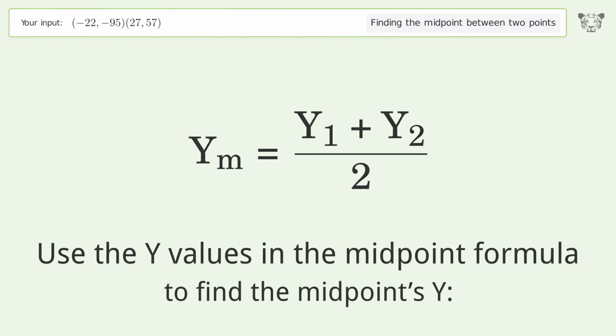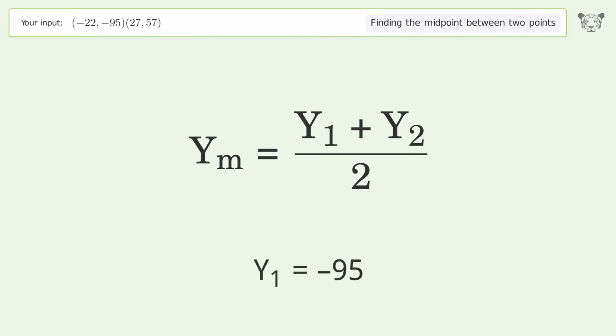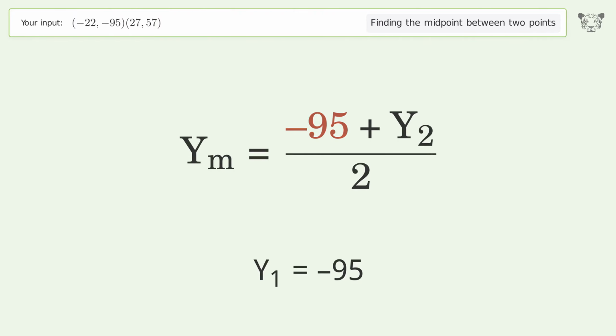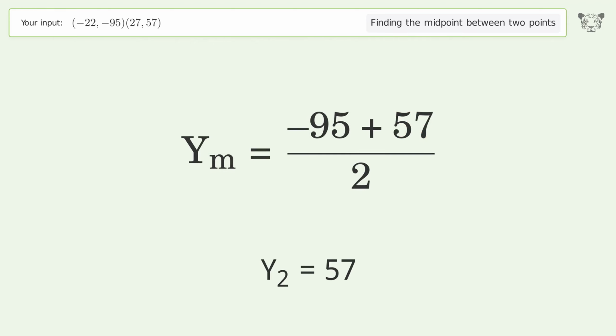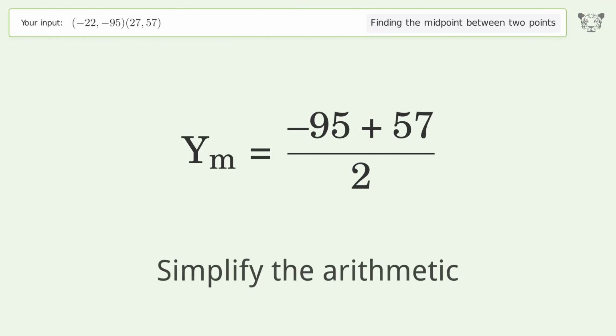Use the y values in the midpoint formula to find the midpoint's y. y1 equals -95. y2 equals 57. Simplify the arithmetic.